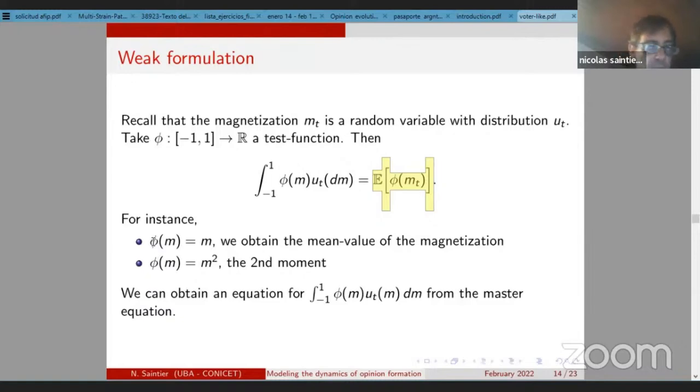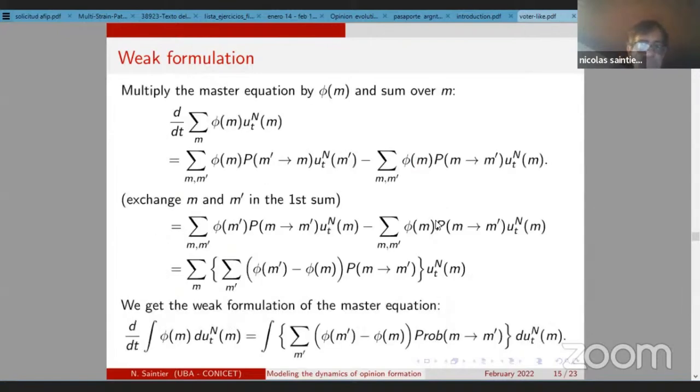For instance, if for phi we take the identity, okay, what do we get? We get the expected value of M, the expected value of the magnetization. When we take for phi M squared, we get the second moment of this random variable. And this second moment minus the mean value squared gives me the variance of the magnetization. So taking some specific function phi gives me information about the evolution of the moments of my magnetization, its mean value, its variance. So maybe we could do something from that, right? But still, and this is the essence of the weak point of view when studying partial differential equations, right?